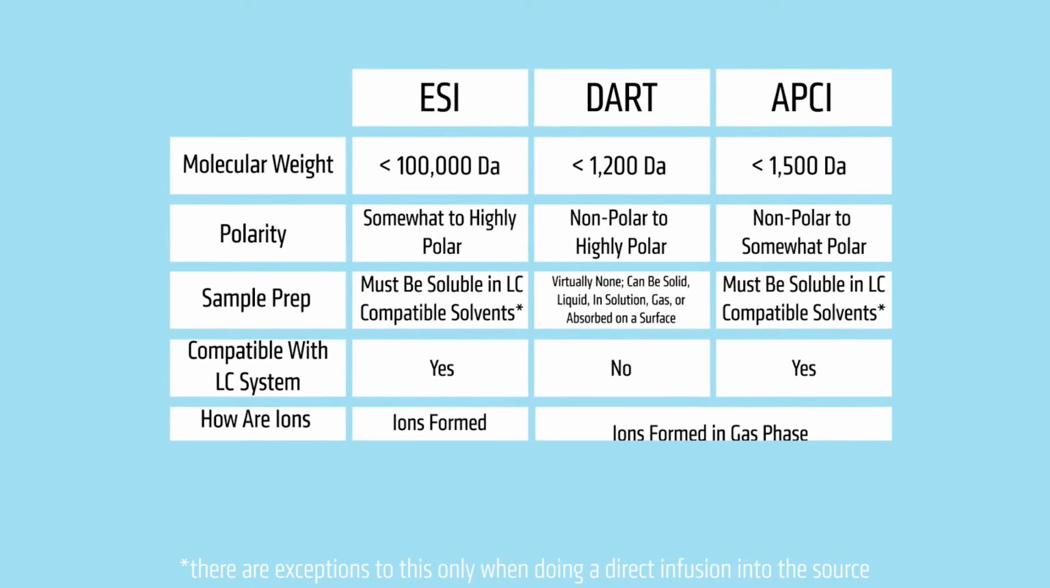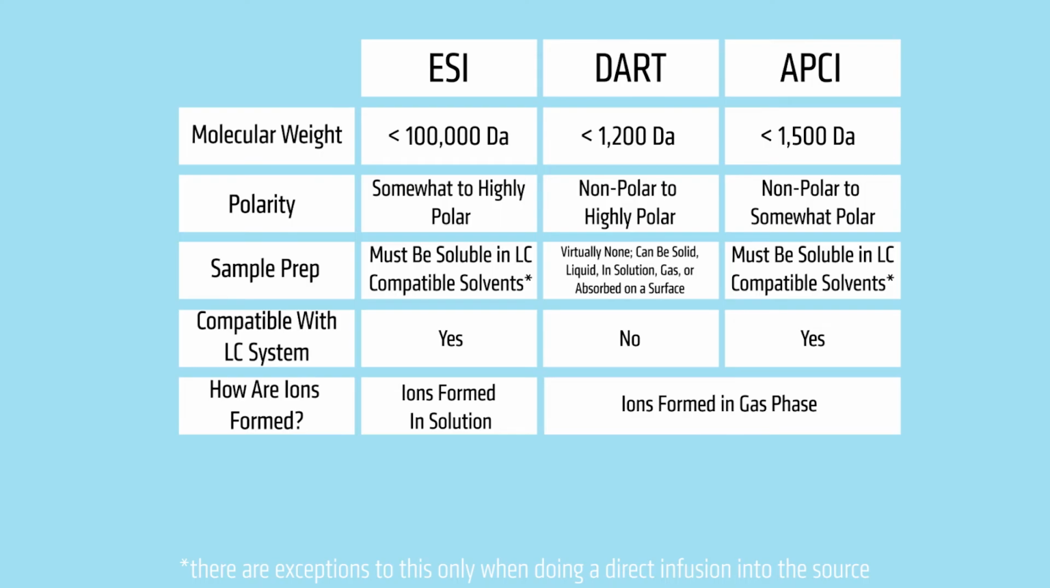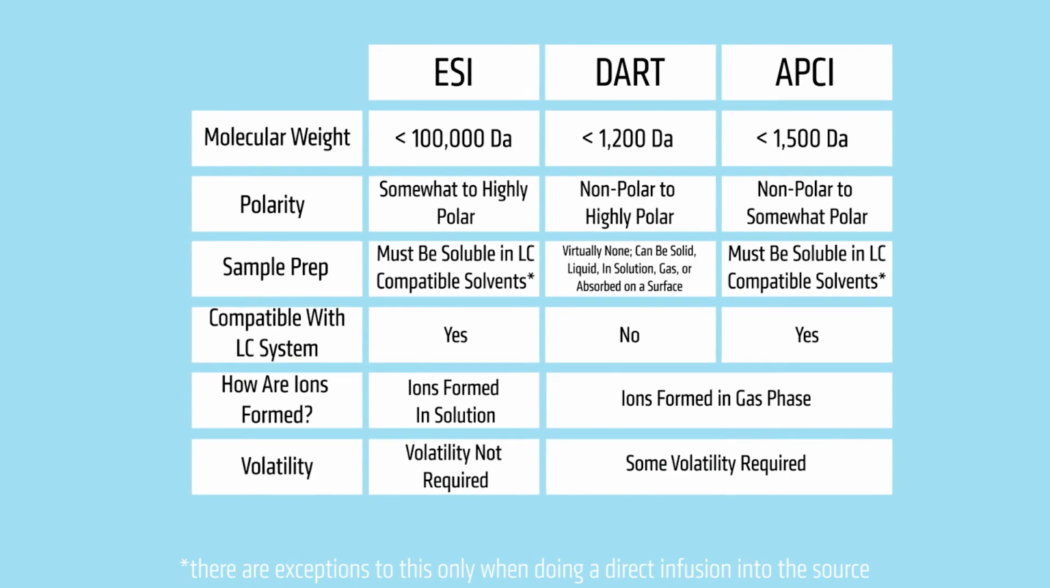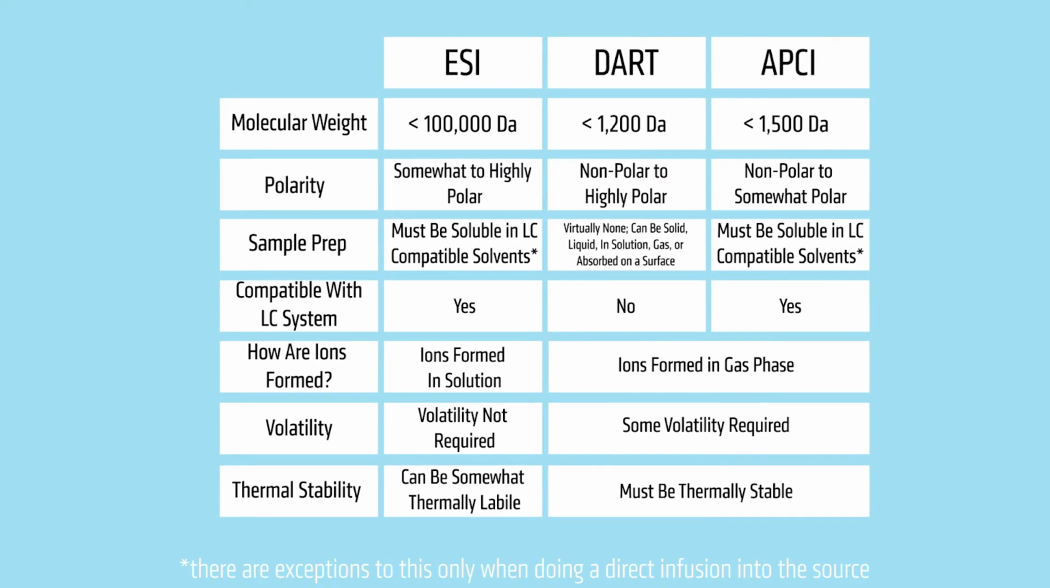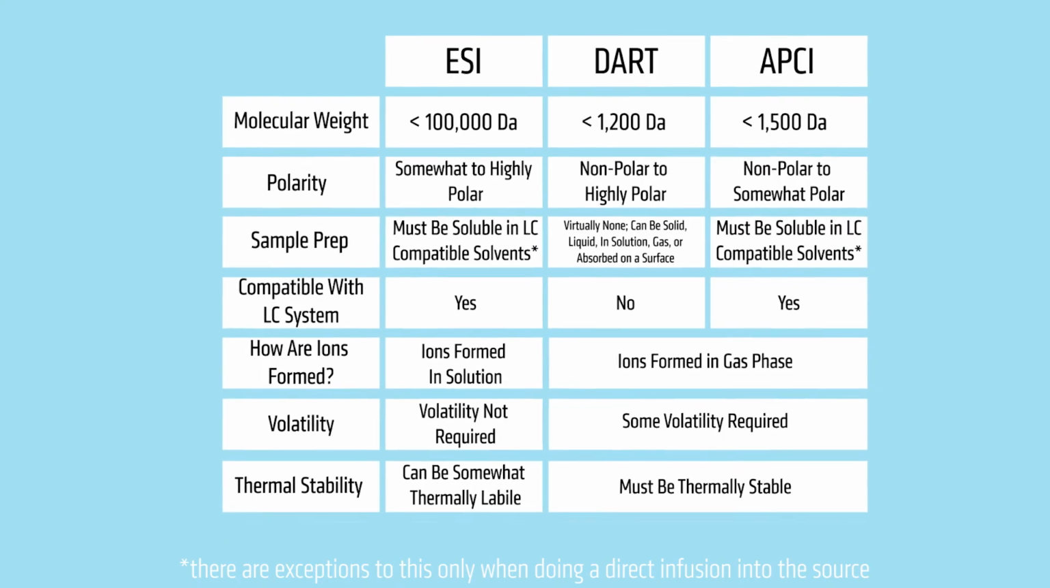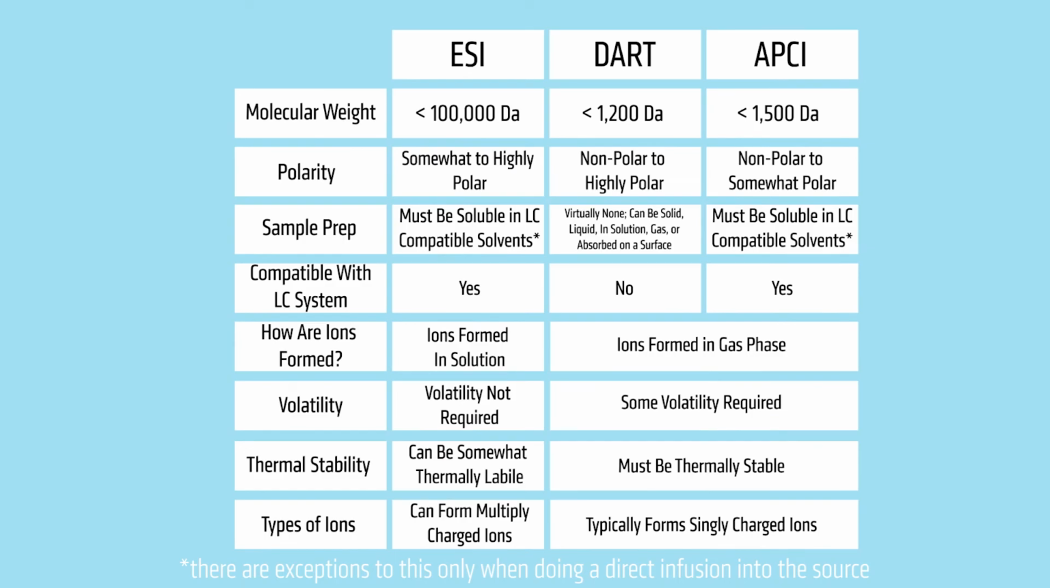In ESI, ions are formed in solution in the liquid phase, and in DART and APCI, ions are formed in the gas phase. Therefore, volatility of analytes is not required for ESI, but both DART and APCI require analytes to be at least somewhat volatile. ESI is the preferred choice of ionization technique if the analyte of interest has insufficient thermal stability for DART or APCI. ESI can form multiply charged ions, particularly for large biomacromolecules like proteins. DART and APCI generally form singly charged species.